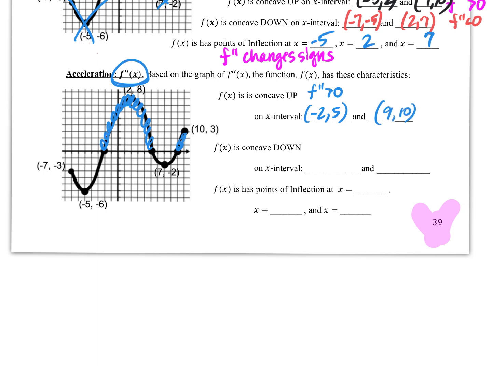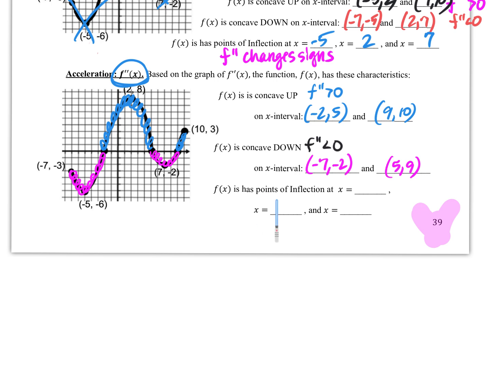Concave down would just be any time that second derivative is negative. If I'm looking at a second derivative graph, I'm wondering where it's beneath the x-axis. From what x to what x? 5 to 9.